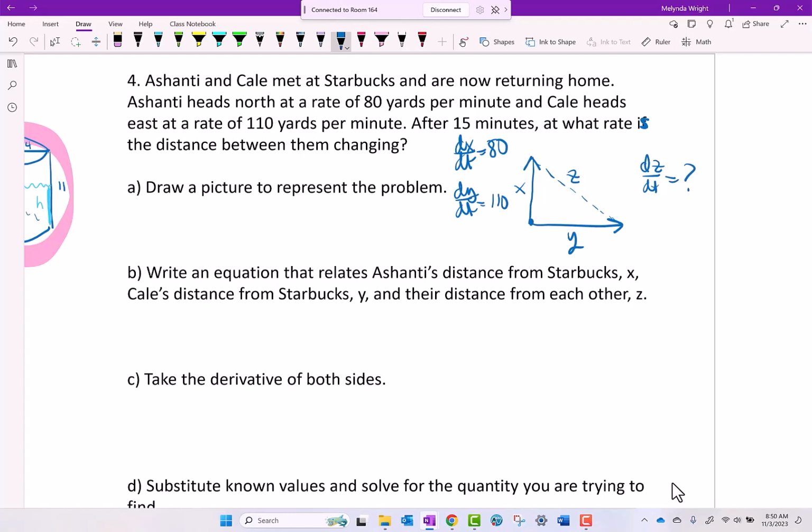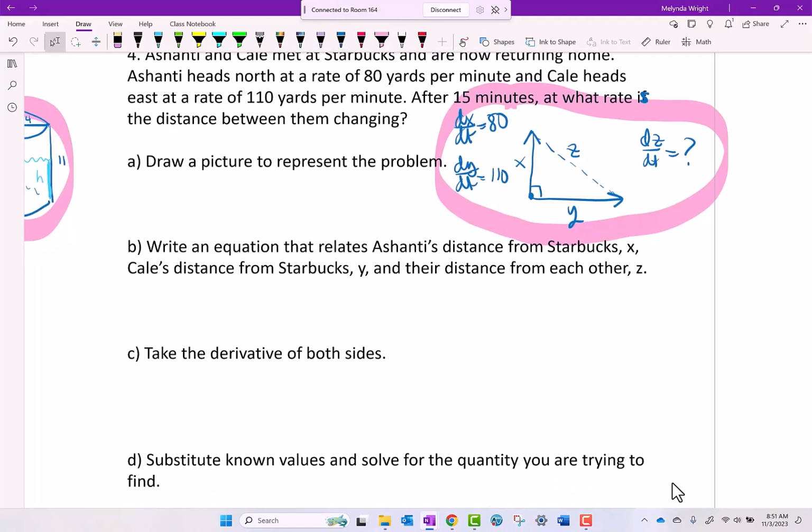Okay, so this is our setup. We have our drawing. We've labeled variables. The rates that we were given, we've labeled them as well. And so now we're ready to do step 4, which is to find an equation that relates all those together. I'm thinking this looks like Pythag as well, right? We have a right triangle. So x squared plus y squared equals z squared. Okay, that's an equation that relates their distance.